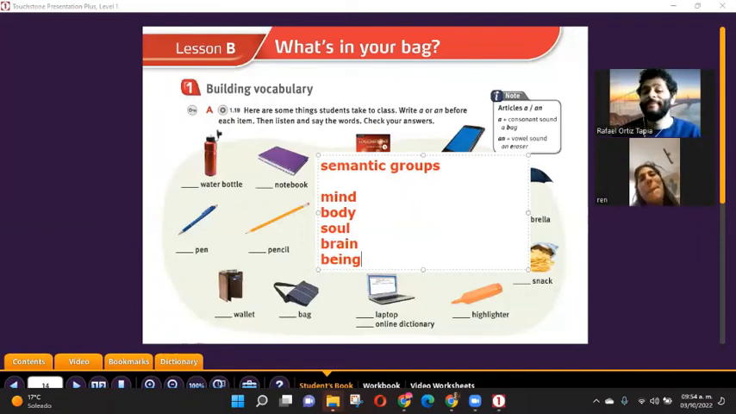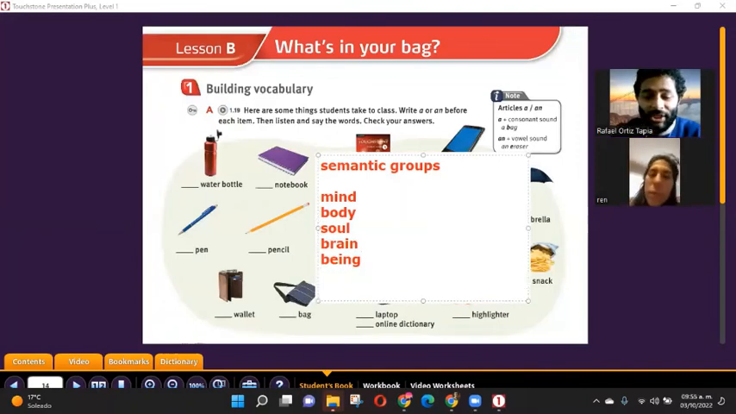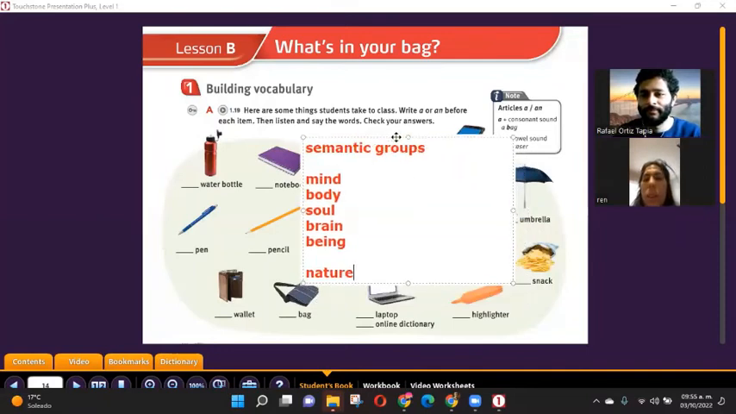Okay. So that semantic group, how many words can you think that have to do with mind? Que tienen que ver, have to do with mind. So for example, you have the word nature. How many words can you think that have to do with nature? Nature es naturaleza. Earth, world. Okay, what else?